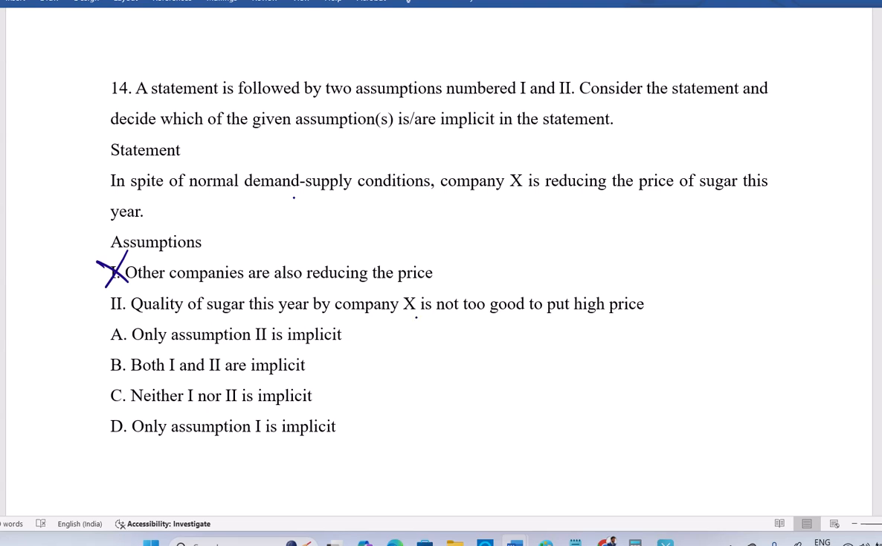Quality of sugar, no, this is also not the assumption. That's what I'm telling. There is a nearby competitor, a new shop open. To attract people to my shop, I'm reducing the price. It's not that the quality of sugar in my shop is not good. Okay, that's not a correct assumption. So it's neither one nor two.